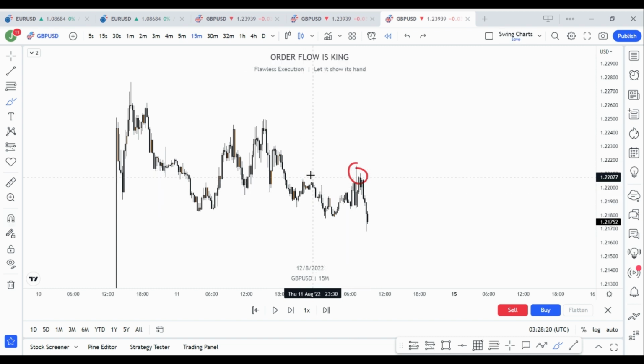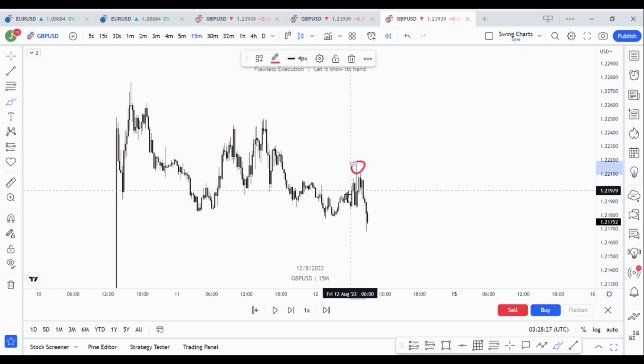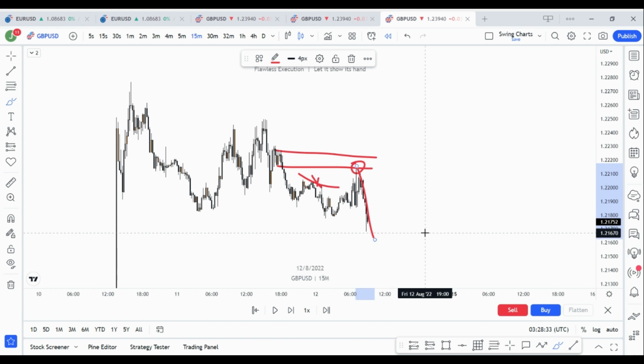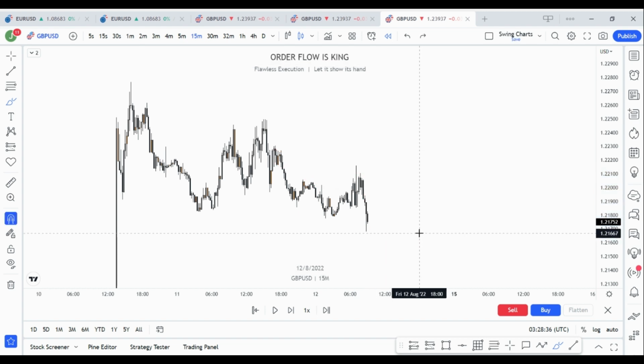We again build equal highs here, that obviously the banks and institutions need to fill their orders. And how do they fill orders? Via runs on liquidity into unmitigated supply to then continue and push the market.